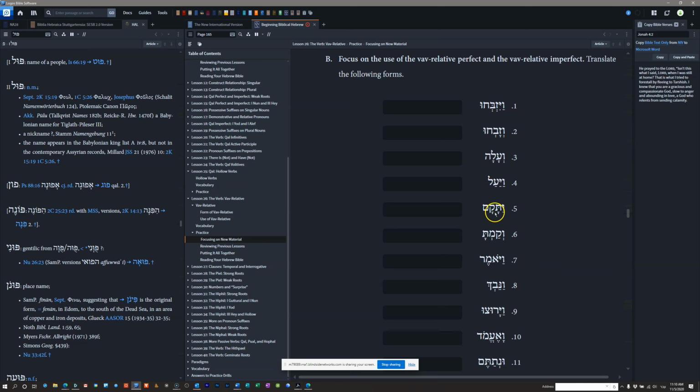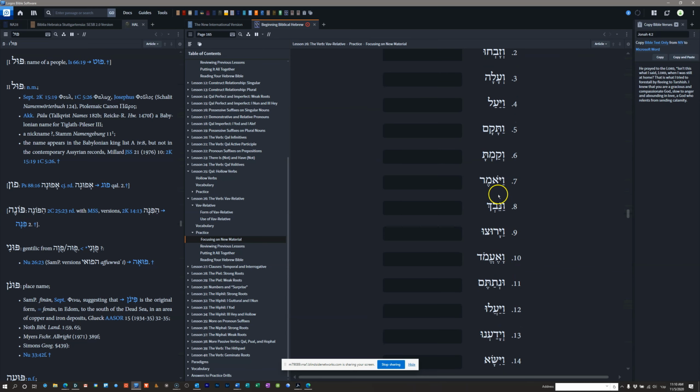Here we've got kum prefixed form, so it's going to be arose, either she arose or you arose. Again, kum, this is a perfect form, kamta, but it's got the vav relative on it, so it's going to be you, sir, will arise. Here we've got amar. It's a prefixed form with the vav relative, so he said or and he said. Here we've got bacha. The noon prefix is 1 CP, so this would be we wept, and we wept.